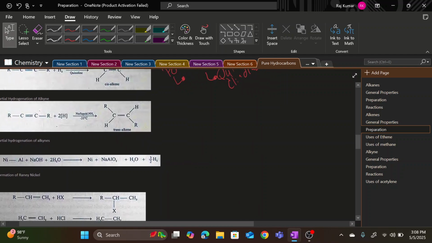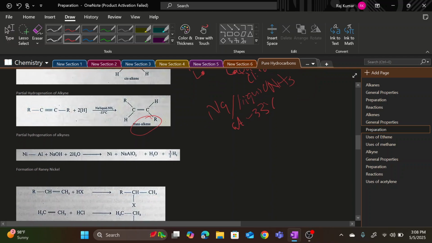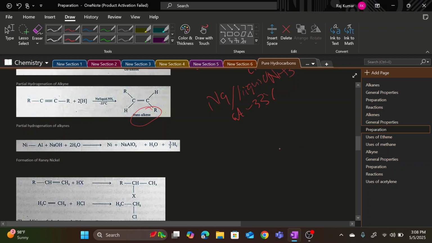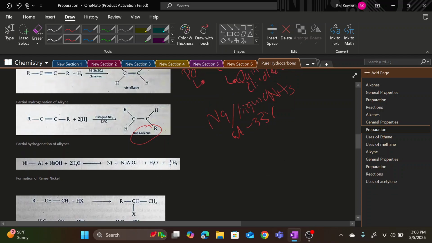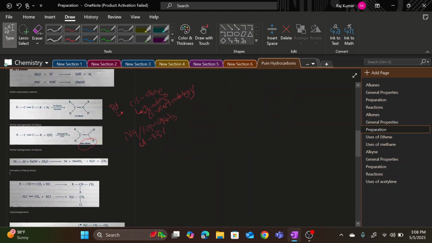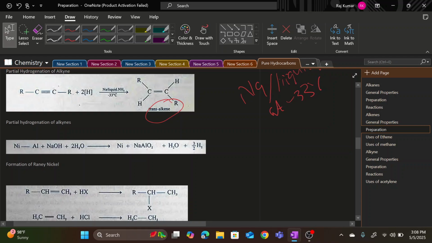And second, whenever we take sodium in liquid ammonia at minus 33 centigrade, we will basically get a trans alkene. Now, a trans alkene is more stable than a cis alkene because the similar groups are apart from each other. Alright, so now let's move on to some of the chemical reactions of alkenes.